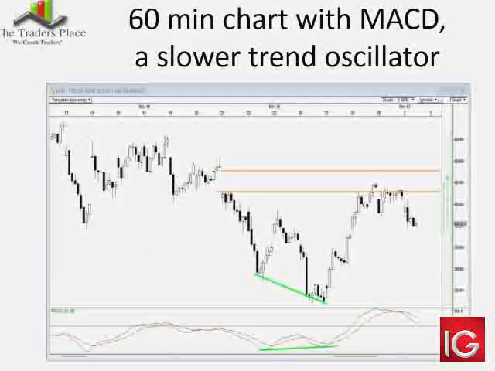For the longer term, I used a 60-minute chart here with the MACD. It's a slower trend oscillator. I find it useful on 60 minutes and up. The MACD can go 60-minute, 2-hour, daily, and weekly. And the interesting thing with this trade is we had the MACD giving us divergence on the hourly chart.